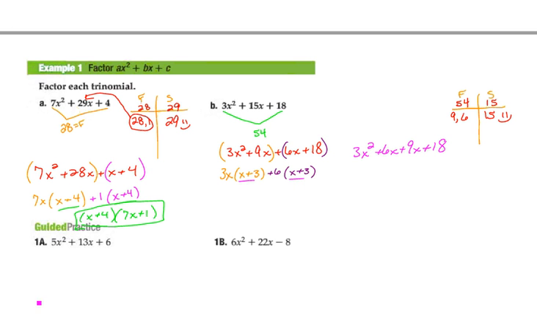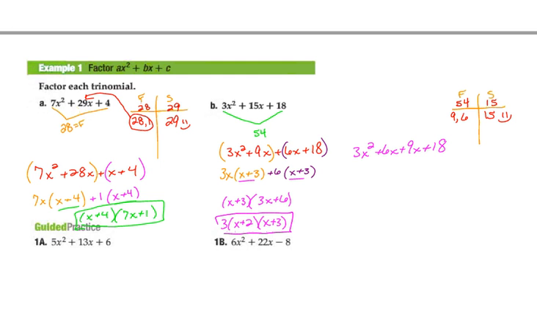So look at this. We have an x plus 3 in common. We have a 3x plus 6 that's left over. Okay, look at this though. These actually have a 3 in common. So we could go even a step further and say that this piece right here has a 3 in common with an x plus 2 left over and an x plus 3.